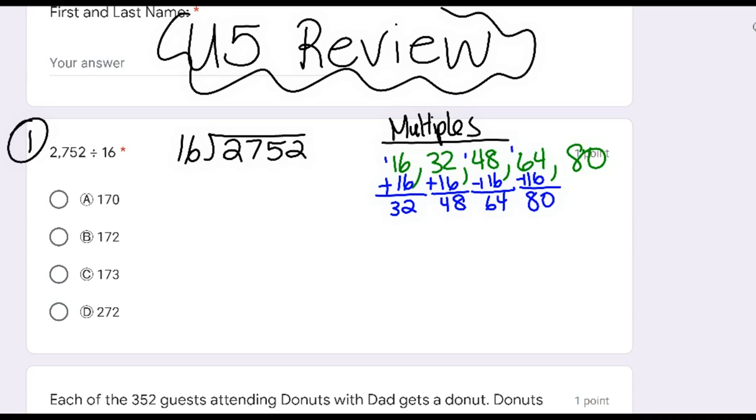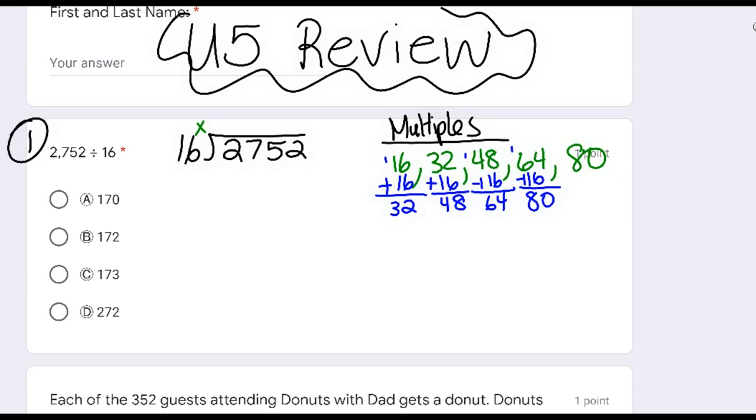Now, when we're going back to our house, we're basically trying to see how many 16s I can get out of that big number in the house. That's all that we're doing. That's why we get our multiples. That's why we see, okay, 16 times what equals what, so that we can subtract it.